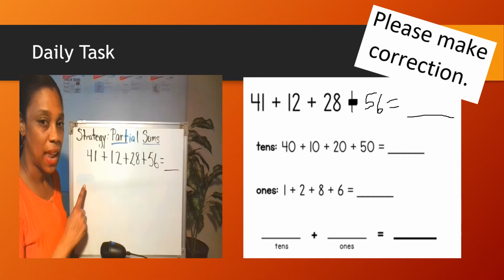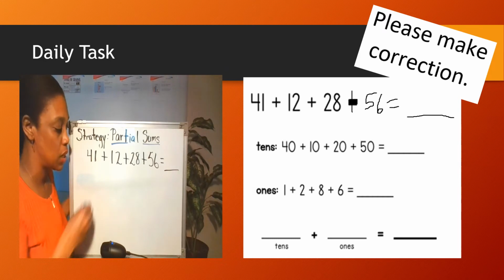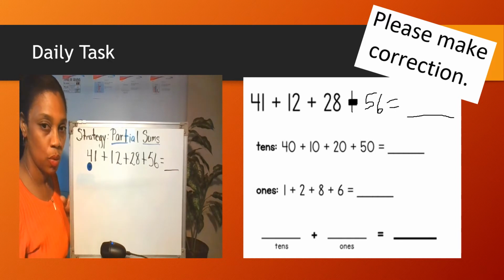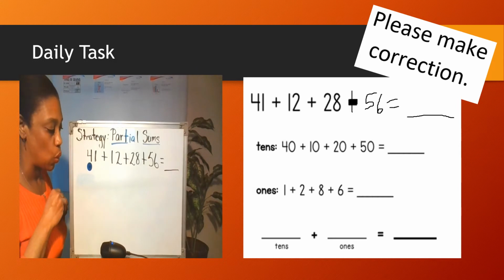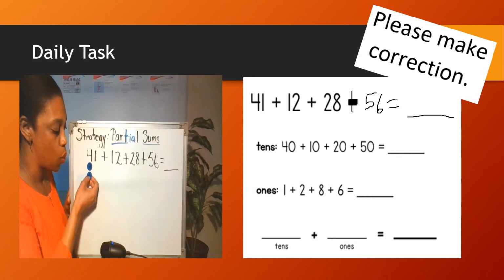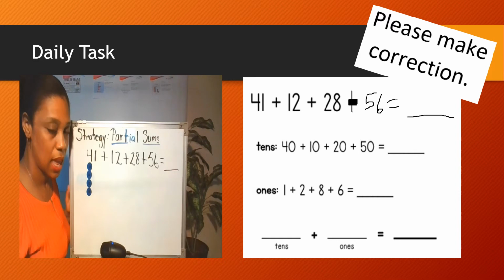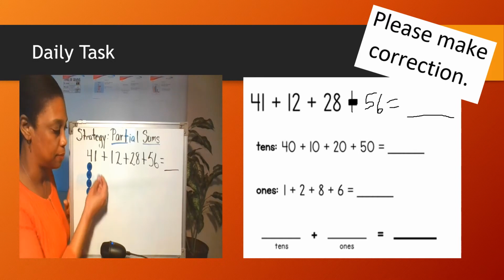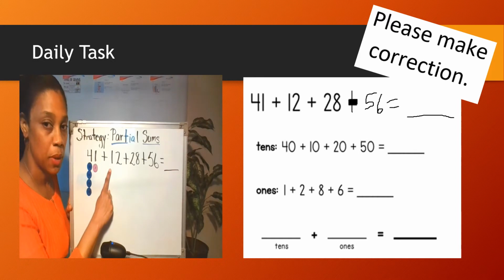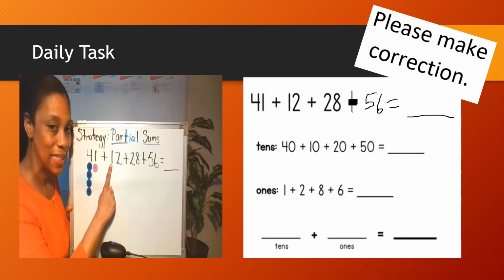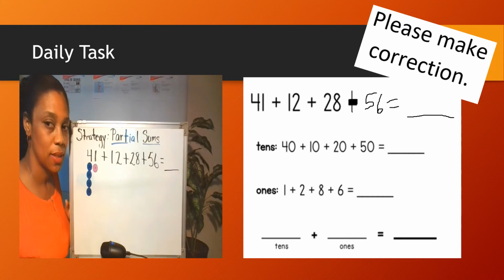The first number that I have to build is 41. In order to build 41, I'm going to need 4 tens chips. So that's 1 ten, this is 2 tens, 3 tens, 4 tens. I need 4 tens and 1 one. Now I'm going to build the number 12. In order to build the number 12, I'm going to need 1 ten and 2 ones.